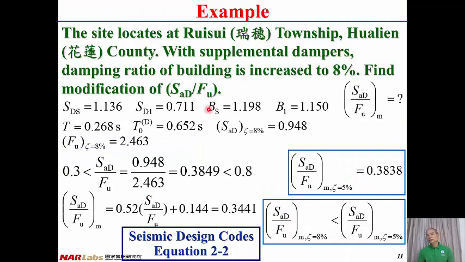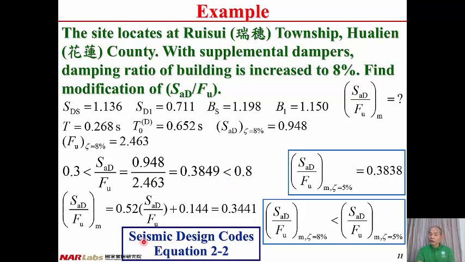And then back to the example, the site located at Ruishui Township, Hualien County, with supplemental dampers. The damping ratio of the building is increased to 8%. And the question is find the modification of SAD divided by FU. And from our previous slide, we have already had SAD equal to 0.948 and FU equal to 2.463. And the ratio between SAD and FU equal to 0.3849. And it lies between 0.3 and 0.8.